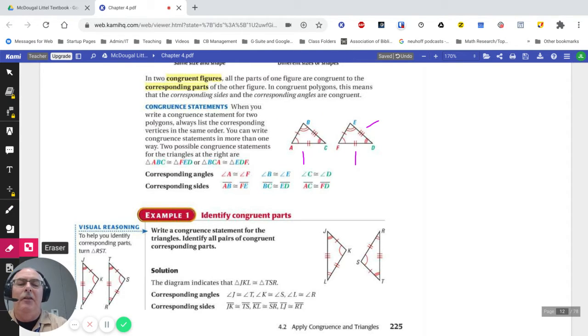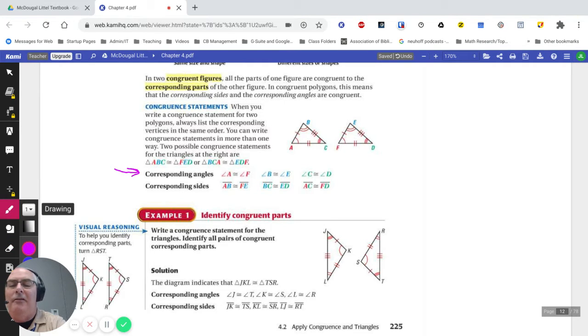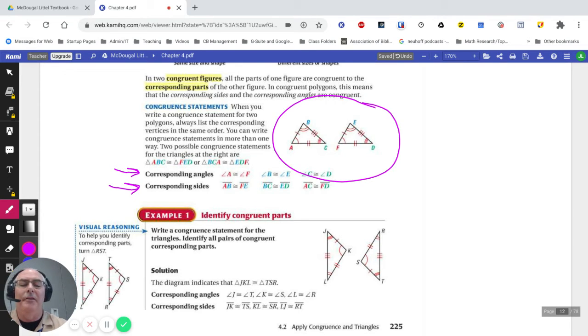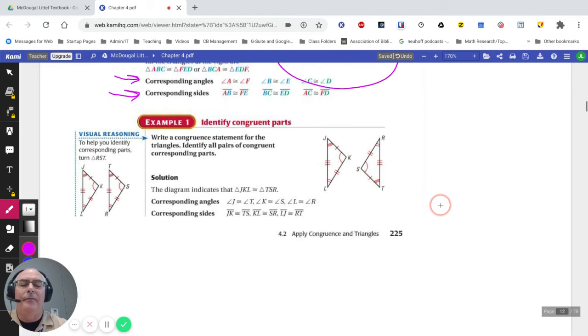Now that I've seen that all the angles and all the sides match up to be the same measurement, I know that these are going to be congruent triangles. So the way I label these would be corresponding angles and corresponding sides. All of them are equal, so that my two triangles are going to be congruent.